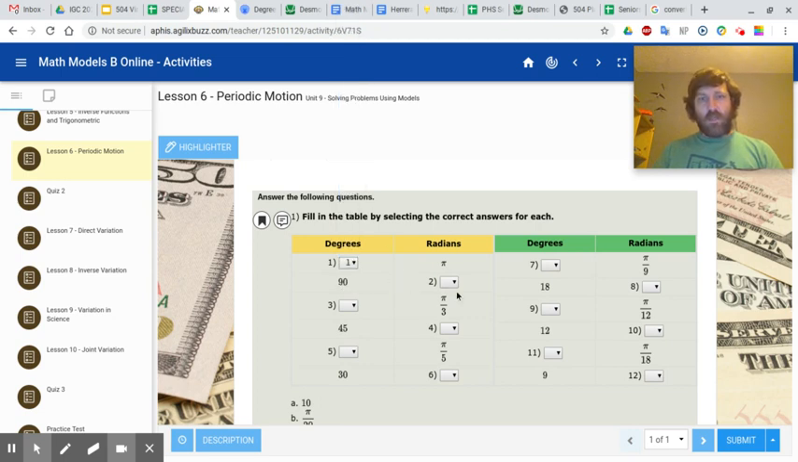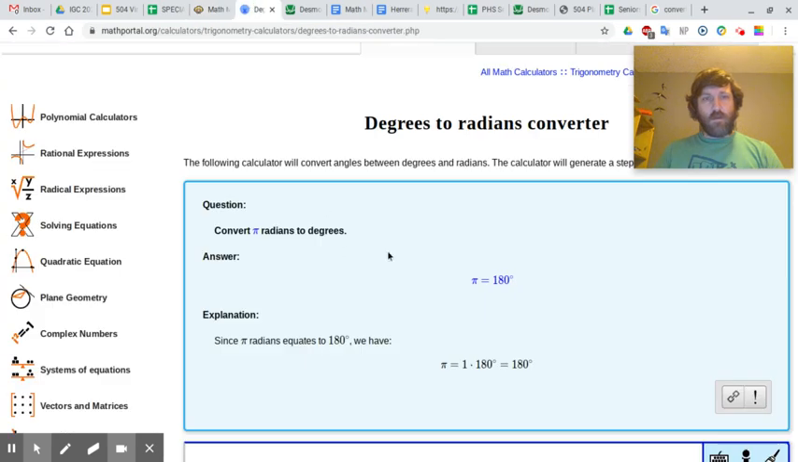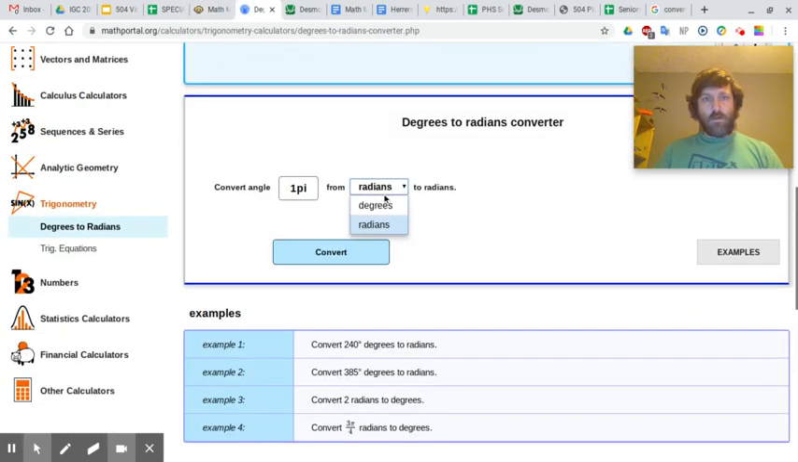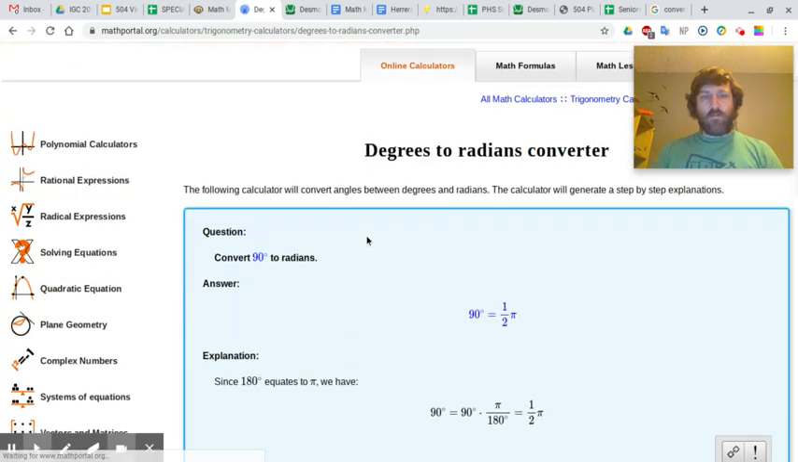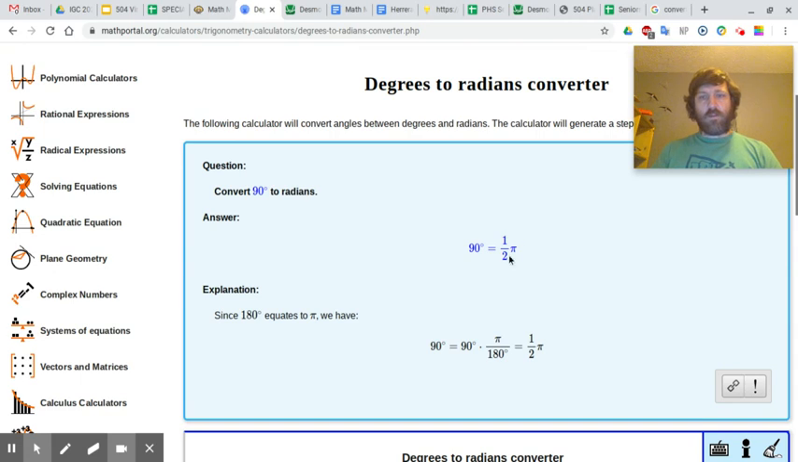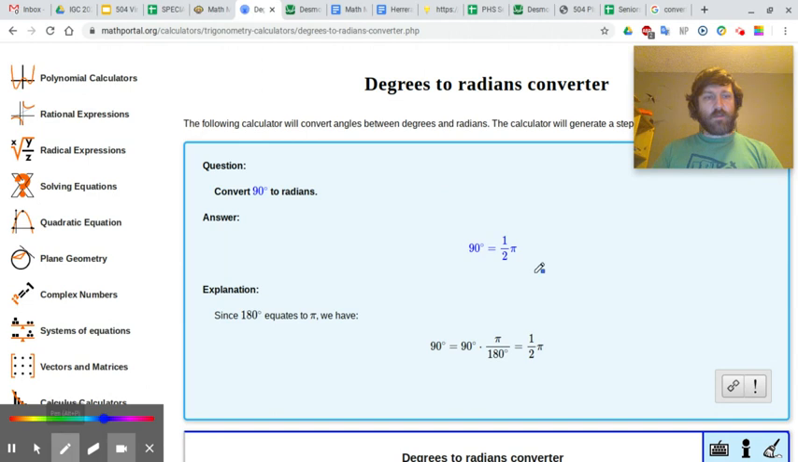Then we want to go 90 to radians. Go over here. We want to go from degrees, and we want to go from 90 degrees to radians. Takes a second for it to load. There we go. And it's 1 over 2 pi, or pi over 2. Just so you know, this is typically going to be written as pi over 2. Probably in your pack, or in the unit, that's what it's going to expect the answer to look like. So be aware of that.